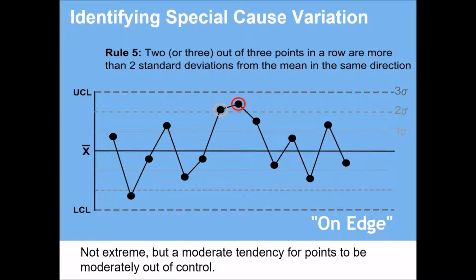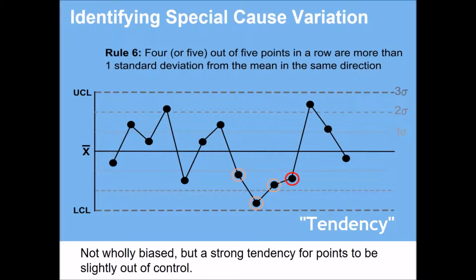Rule number 5 we'll call on edge. This is when 2 or 3 out of any 3 points in a row are more than 2 standard deviations from the mean in the same direction. In other words, this is not definitely special cause variation, but there may be a tendency to put points moderately out of control around these parts of your data set. Rule 6 we'll call tendency. This is when 4 or 5 out of any 5 points in a row are more than 1 standard deviation from the mean in the same direction. Again, this is unlikely to occur entirely by chance, but isn't as necessarily strongly indicative of special cause variation as some of our other rules.